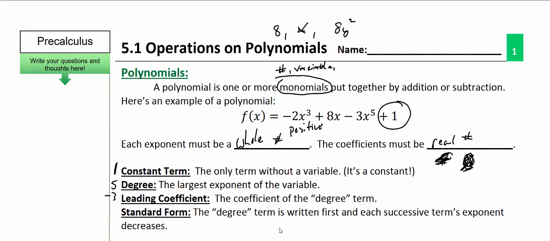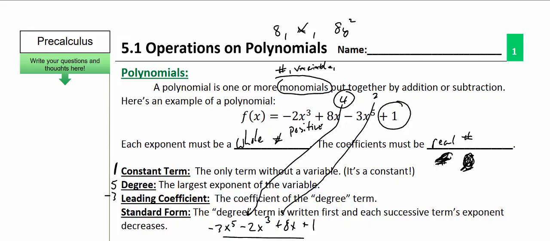Standard form is when the degree term is written first and each successive term's exponent decreases. So in order to write this in standard form, this would be written as -3x to the fifth minus 2x to the 3 plus 8x plus 1. That is standard form for this problem. Now, if we had x to the 4, then that would go in there. If we had an x to the 2 somewhere, that would go in the middle of there, okay? So that's very, very simple.